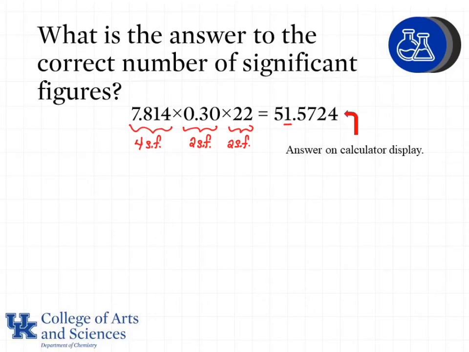1 is the last digit we're keeping, so we're going to look at the next digit, which is a 5, to determine that we need to round up to 52 for our final answer.